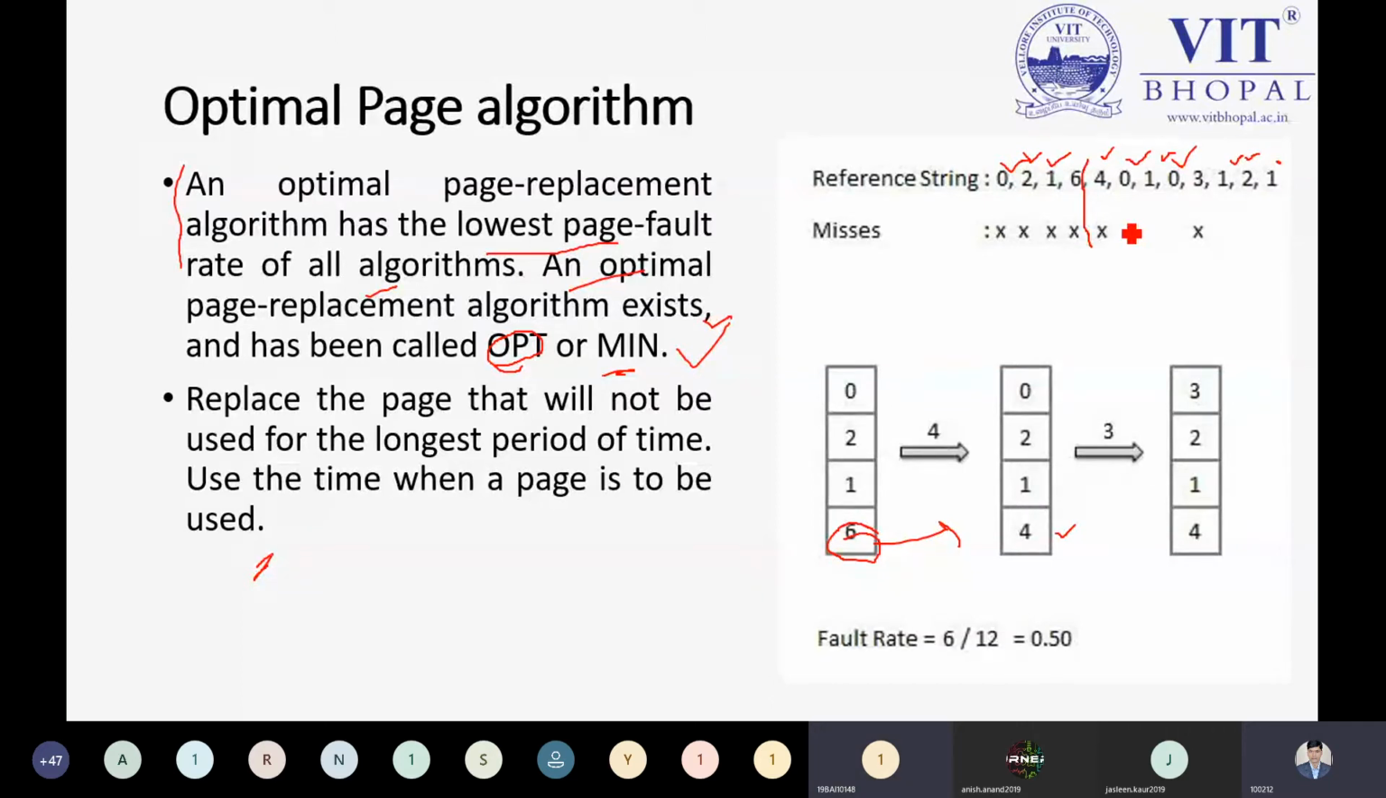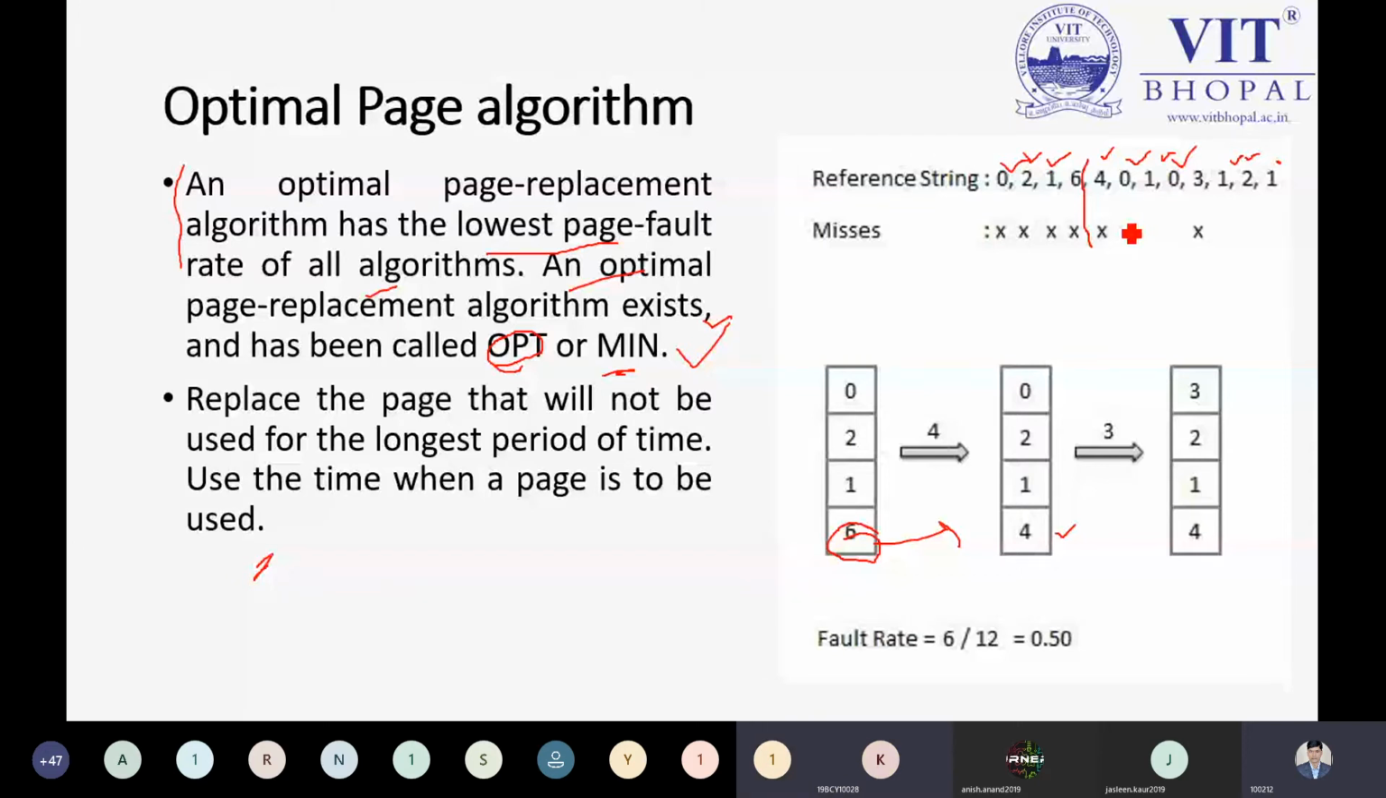So we can see that 6 is a page number which will not be used next time. So how do we get to know that 6 will not be used? Yes, by looking into the future.